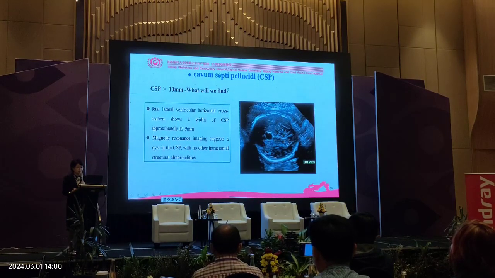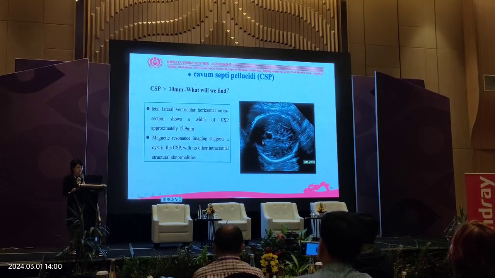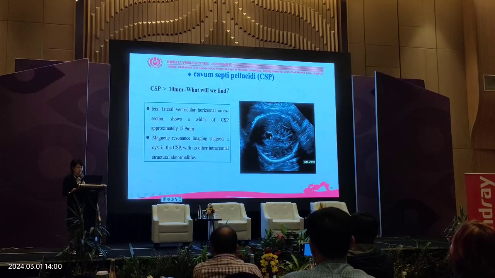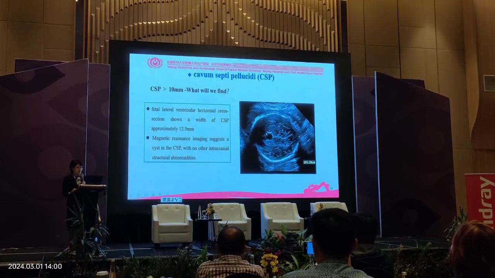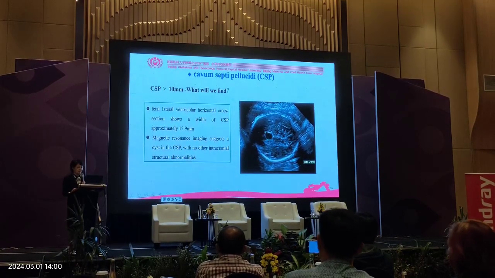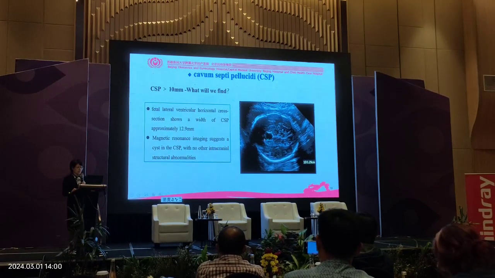The fetal lateral ventricle cross-section shows the widest part of the CSP, approximately 12.99 millimeters here. And I suggest it is a cyst in the CSP with no other intracranial structure abnormalities. So this is a cyst in the CSP.